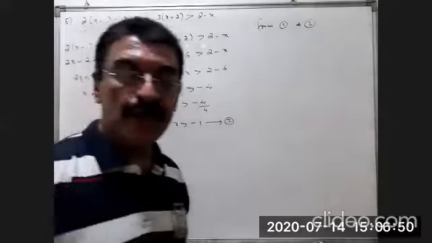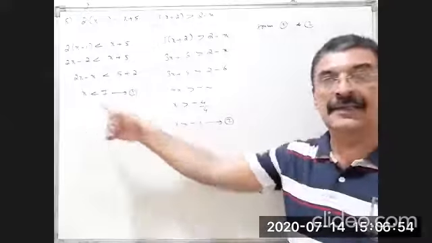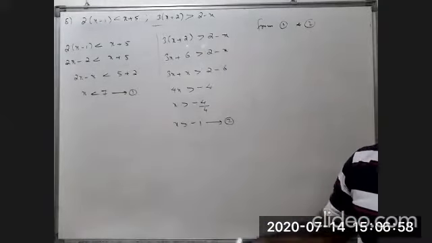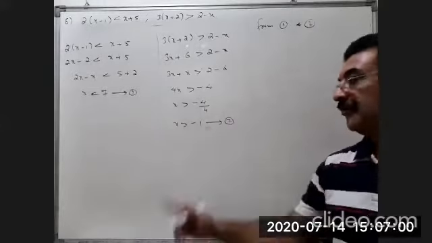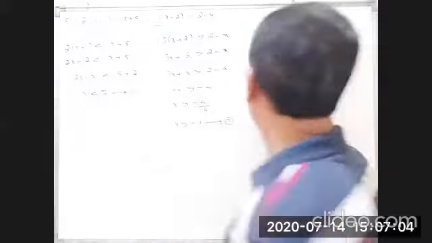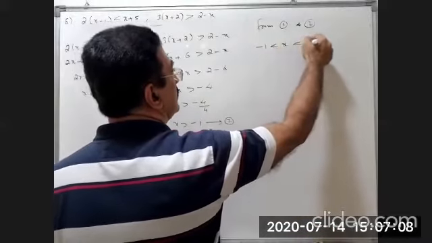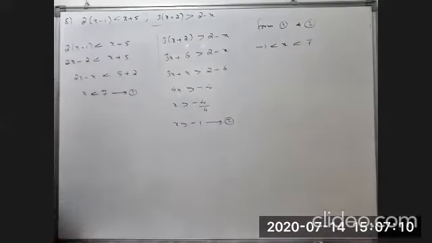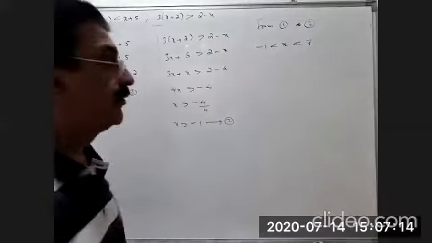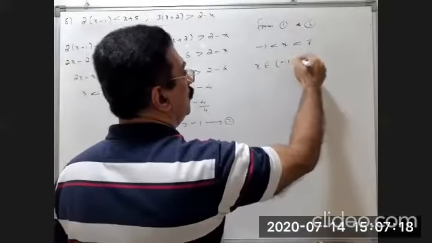Again, from 1 and 2, how to combine it? We can see one is less than, the other one is greater than. So we can combine starting from the smaller one. Out of 7 and minus 1, minus 1 is smaller. So from 1 and 2, minus 1 less than x less than 7. x greater than minus 1 means minus 1 less than x. Or in intervals, you can write this as well.